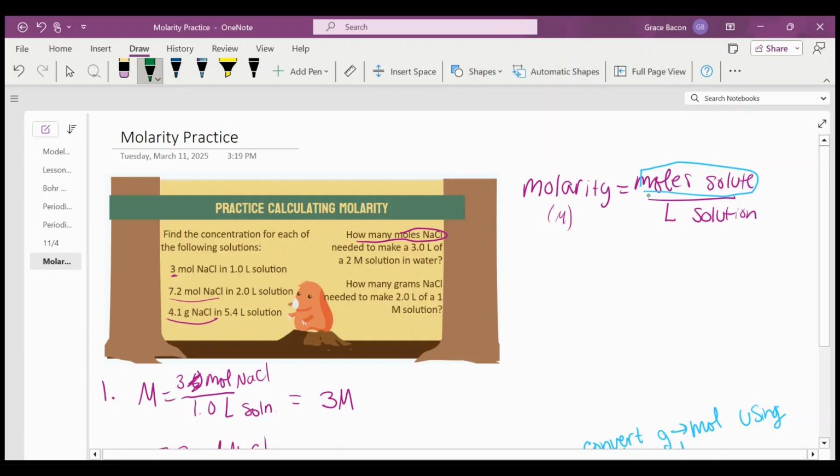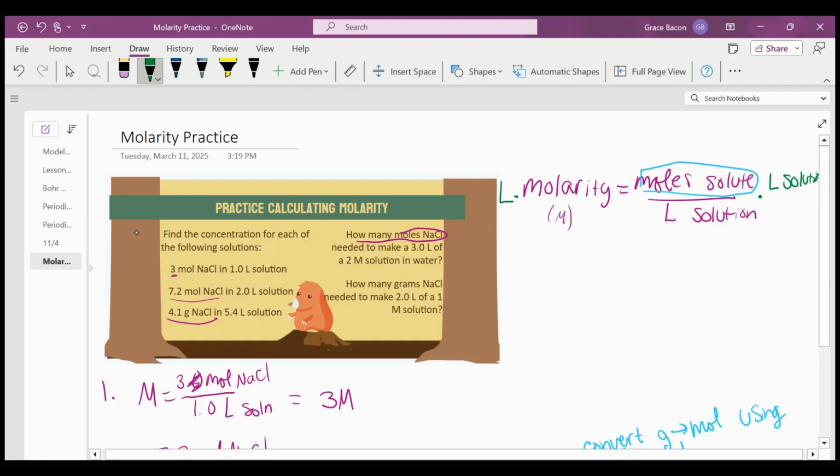So to get rid of liters of solution, what I need to do is multiply by liters of solution. I can't do it on just one side or I change the values. So if I do it on one side, I'm going to do it on the other side as well. We can also think of this as a conversion factor because we've got liters of solution and liters of solution, and we're just multiplying by a conversion factor to eliminate our unit. But if that makes it a little more confusing, don't think of it that way.